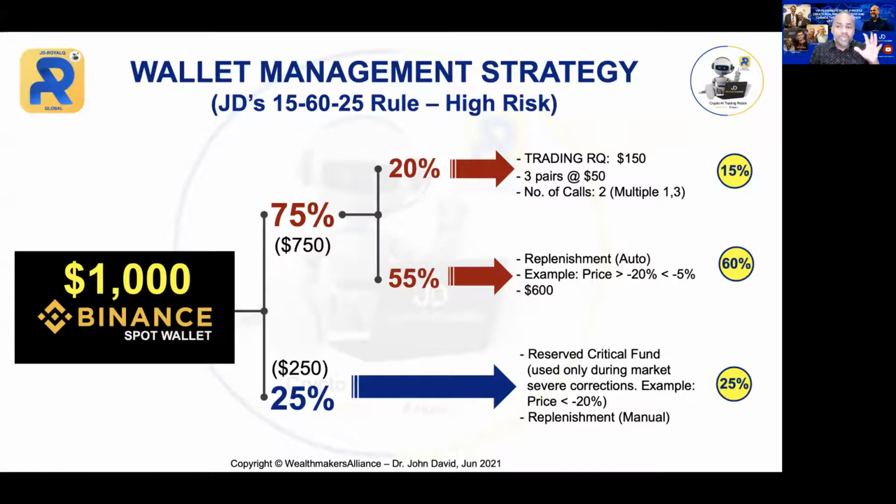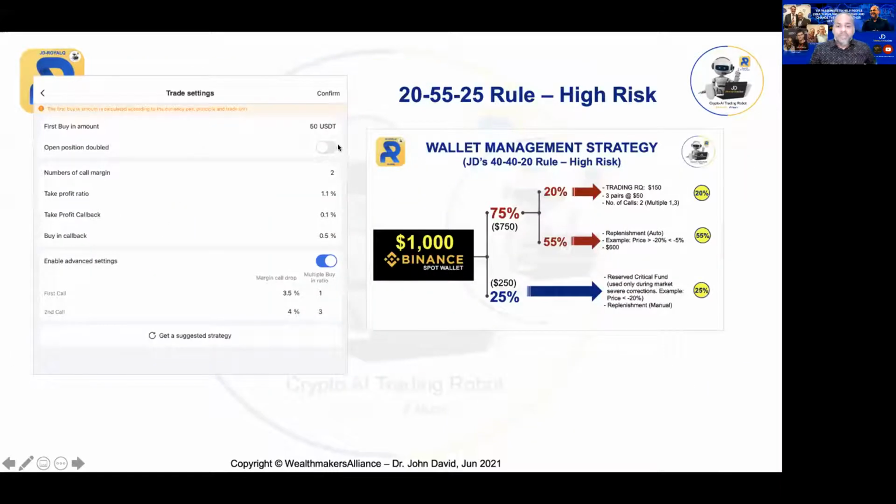Now, let's look into the practicality of it. If you look at the practicality of the trade setting here, everything is the same except my first buy amount, which is $50. Can you see? So low risk is $10, medium risk is $20, my high risk is $50, but everything is still using the $1,000 trading fund. So you can choose.